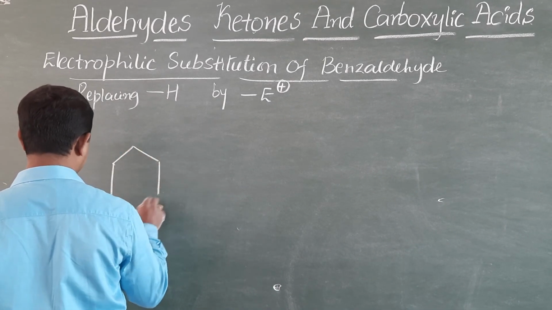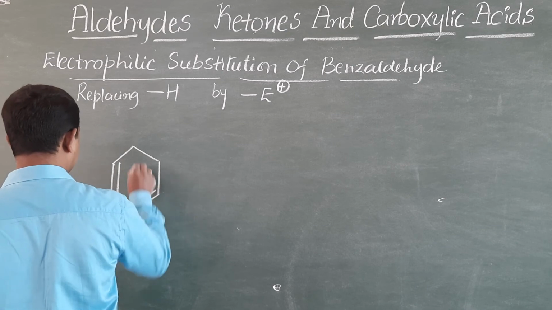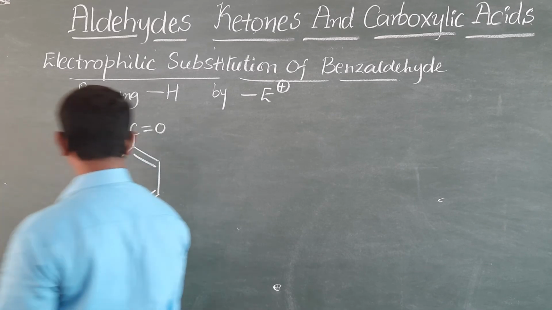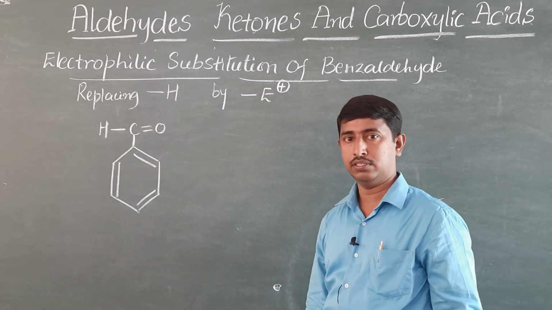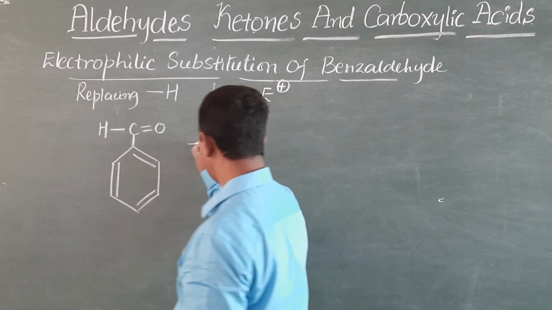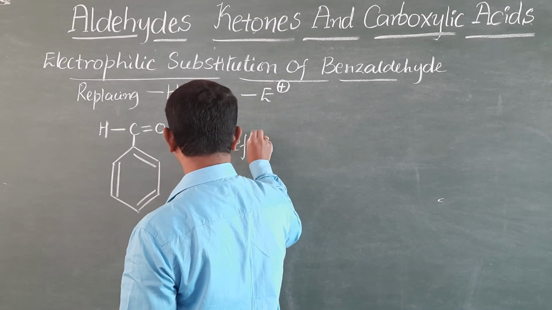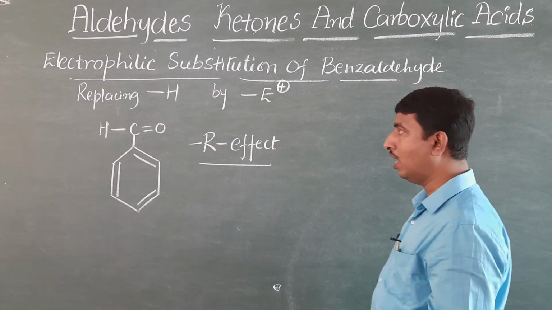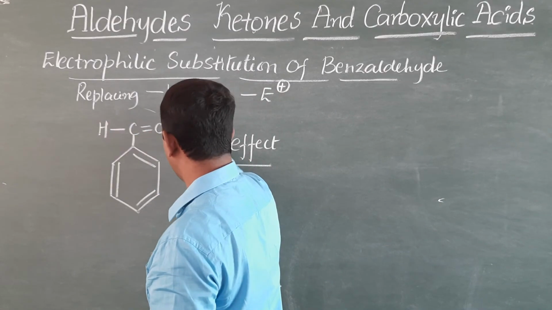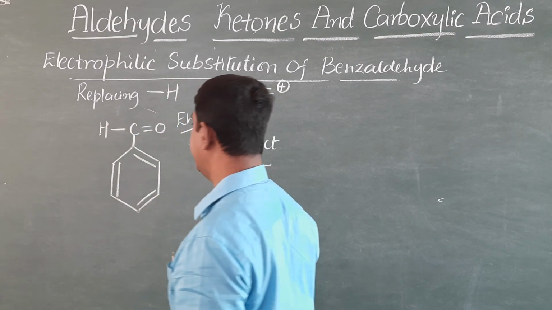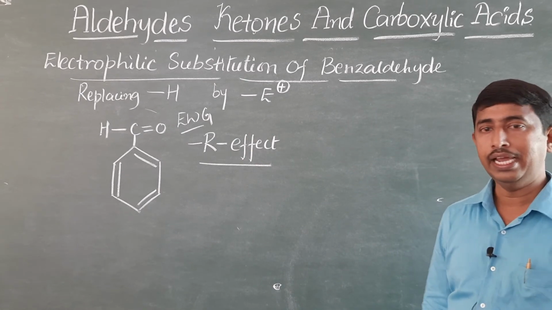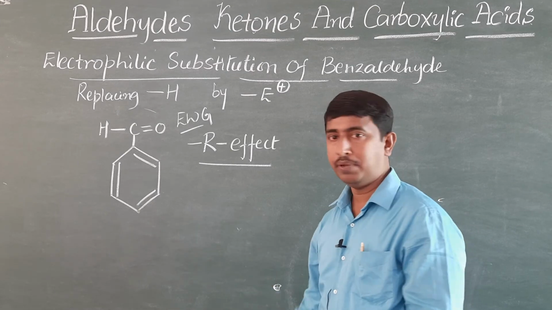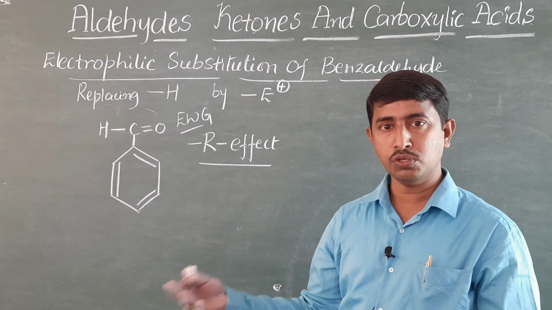Now the structure of benzaldehyde is like this. In benzaldehyde, there is resonance. This type of resonance is called the minus R effect. So the aldehyde group, being an electron withdrawing group, readily attracts electrons from the benzene ring. It won't donate any electrons to the benzene ring.